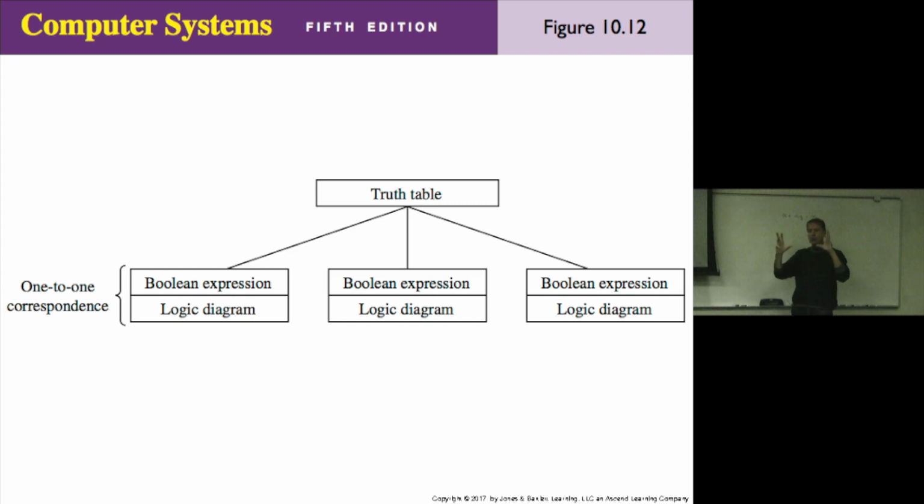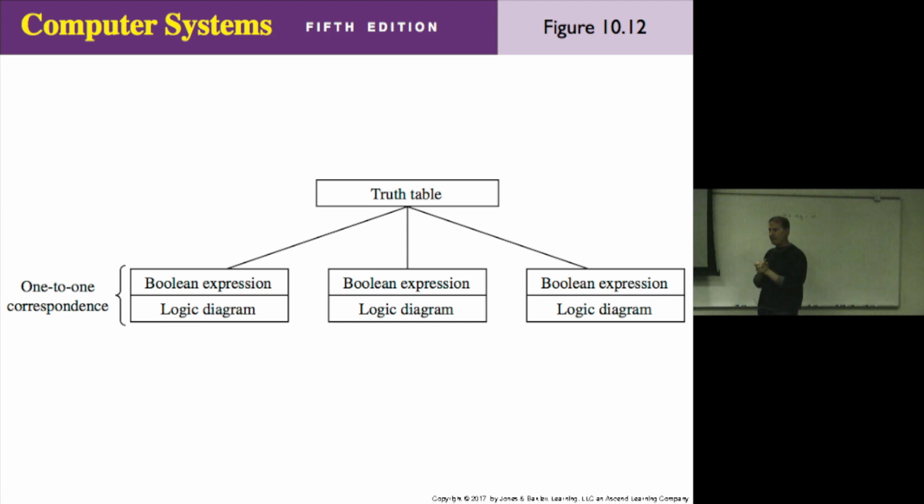Instead, the truth table is more general. Do you see what I mean? The truth table is general. A logic diagram and a Boolean algebraic expression are specific. And there's a one-to-one correspondence between each one of those, but not between a truth table. Are you with me on that? Does everybody see that? That's a really important concept.